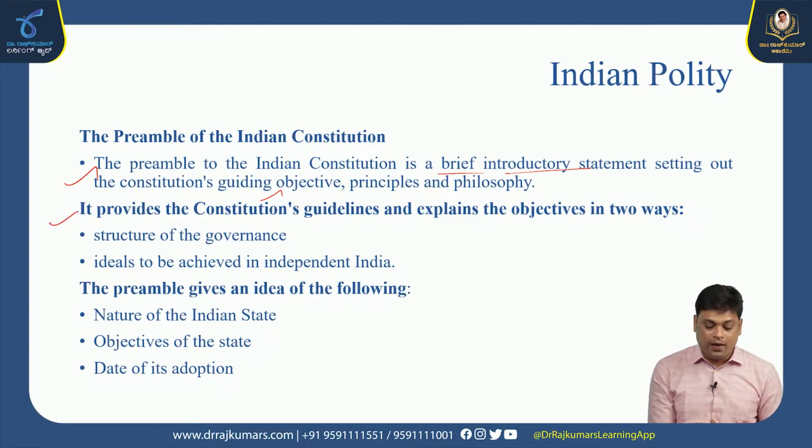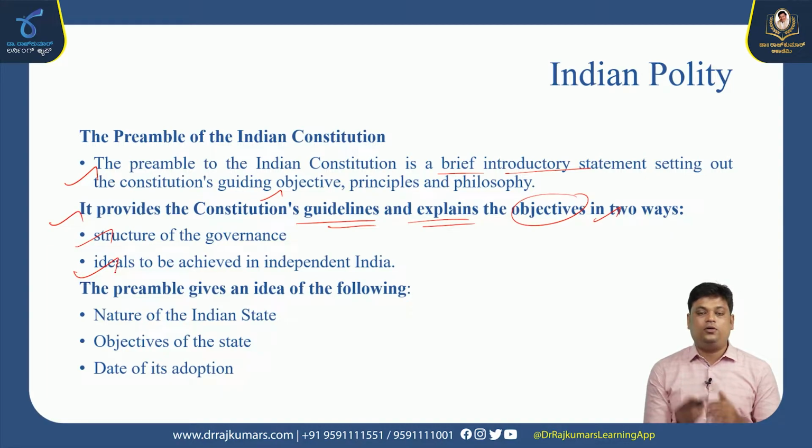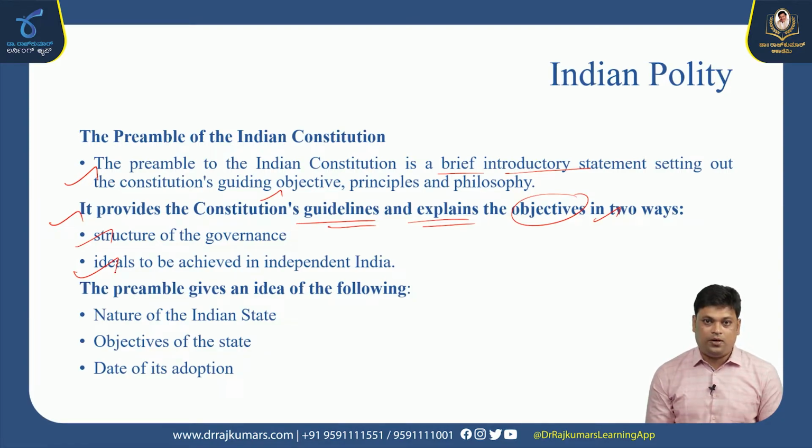preface. Okay, it provides the Constitution's guideline and explains the objective in two ways: the structure of the governance and ideals to be achieved in independent India. Because India got independence in the year 1947, and we came up with our own constituent assembly to frame our constitution. So what ideals to be achieved in independent India, and also the structure of the governance.